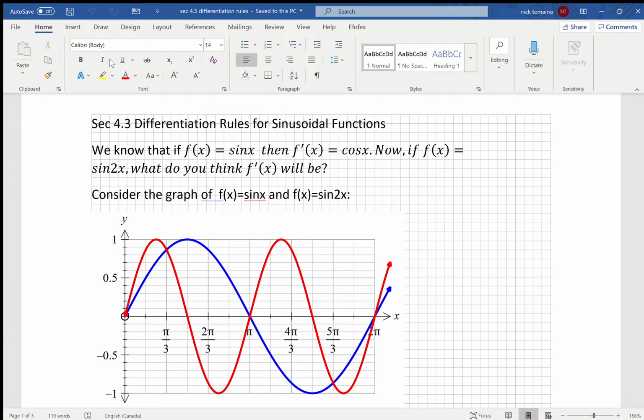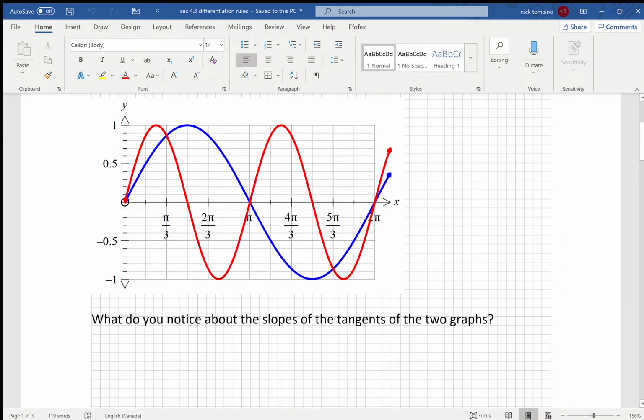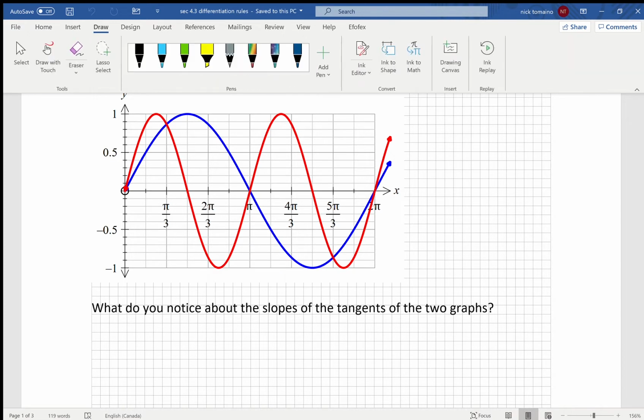So I said now if the original function is sine 2x, what do you think the derivative will be? So I have on the screen here the graph of sine x, which is in blue, and sine 2x, which is in red. I said, okay, what do we notice about the slopes of the tangents of the two graphs? So we notice a couple things.